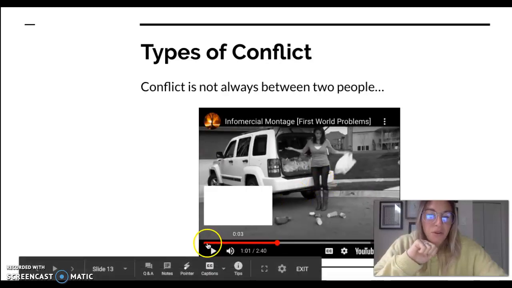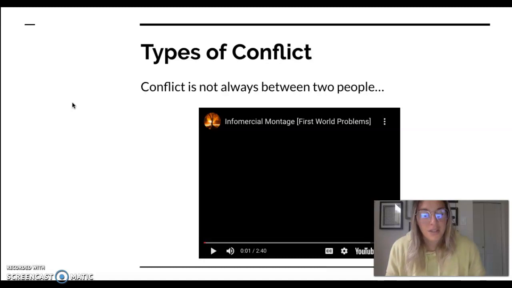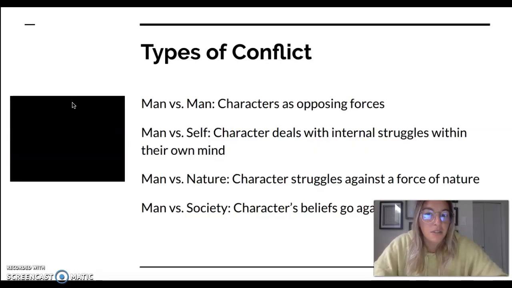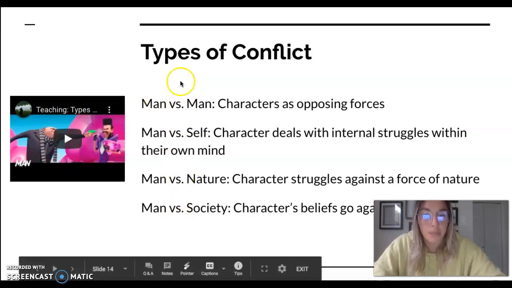All right. So we've all seen those bad infomercials where it seems like the people acting in them are really struggling with some pretty simple tasks. So that's just a joking way to kind of bring to light the fact that there are different types of conflict other than those between two people. So the types of conflict that we can talk about. Here's a video. It's going to show you specific examples from movies of the types of conflict. But for right now, I'm not going to show the video, but I am going to go over the types.